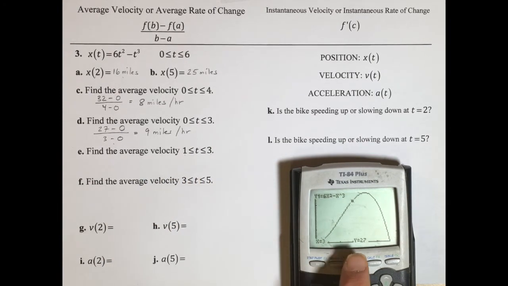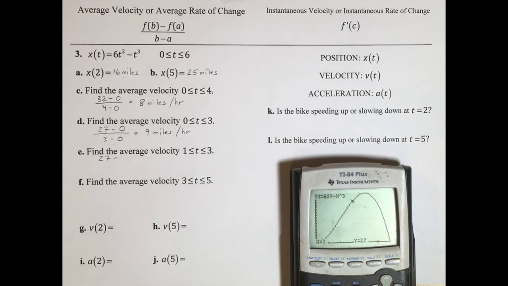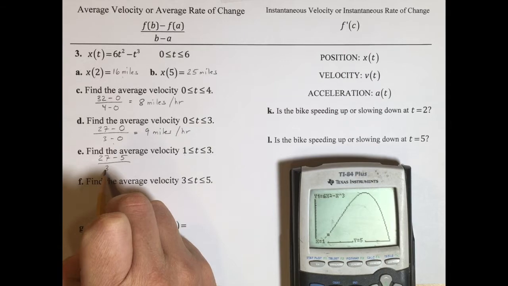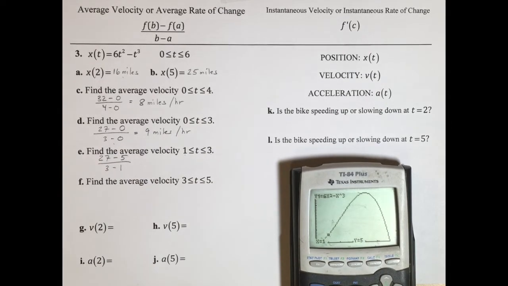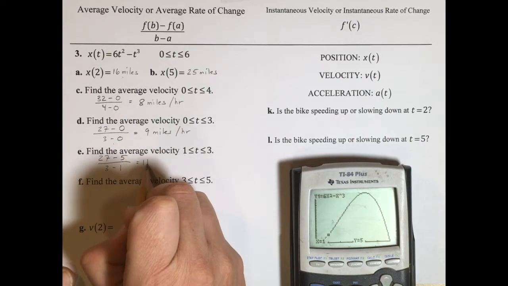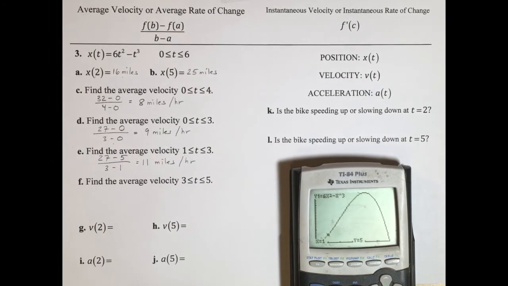At time 3, he was 27 miles from home. And at time 1, he was 5 miles from home. And 3 minus 1 means he's been pedaling for 2 hours. Well, 22 divided by 2 is 11. His average velocity from time 1 to time 3 was 11 miles per hour.